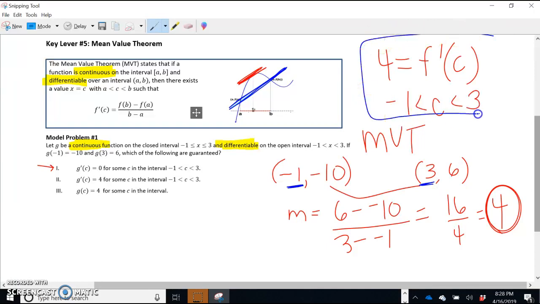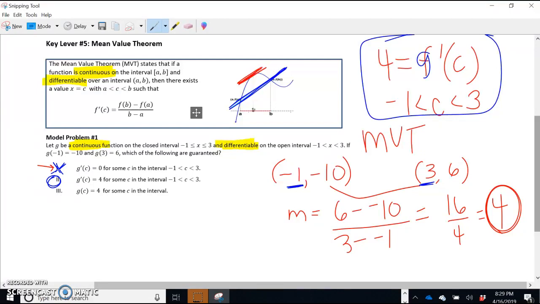So this is a conclusion of the mean value theorem right here. And that actually looks a lot like number 2. g prime of c is equal to 4 for some value inside of our interval. And you can see I misspelled the function right there. Sorry, that's supposed to be a g. What I can't guarantee is that first statement. There is absolutely nothing saying for sure that the derivative will equal 0 somewhere in the interval. So that's untrue. That does not line up with the slope computation that I just showed you.